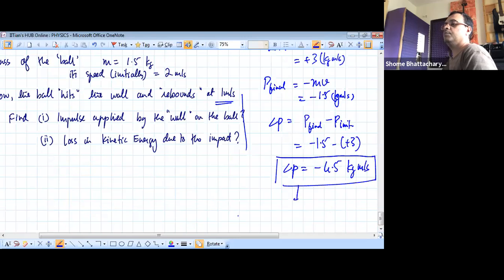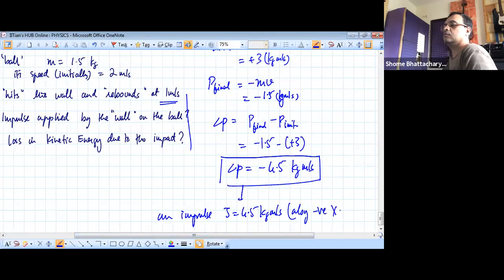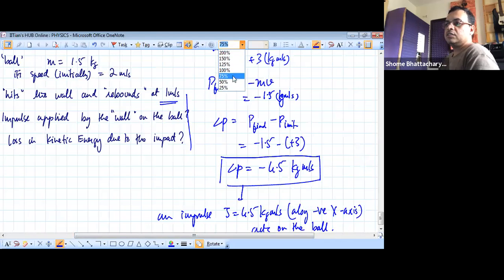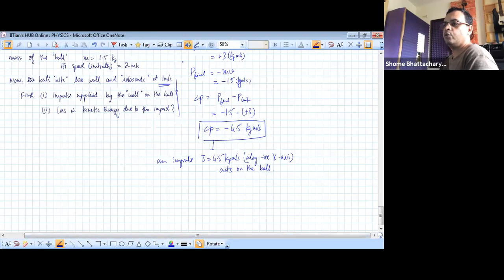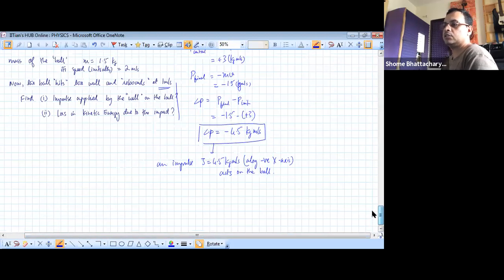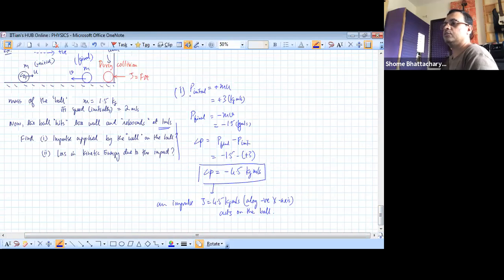So you can see that an impulse equal to 4.5 kg meter per second along the negative x-axis acts on the ball on impact. Okay, so this is the proper answer to the first part. And that's why the answer to it is 4.5 in magnitude and direction, of course, backwards. So this is the solution of the first part.